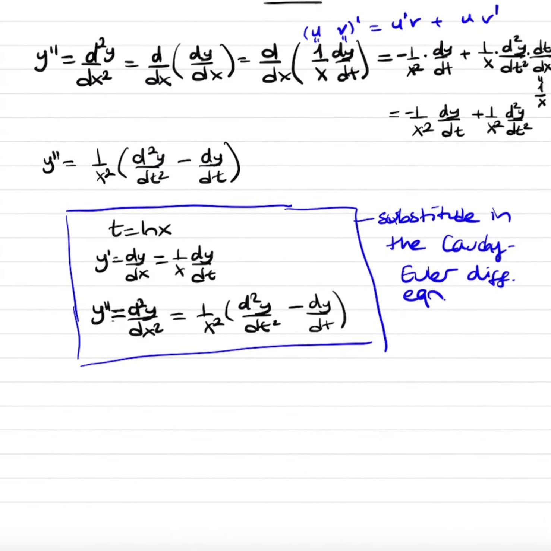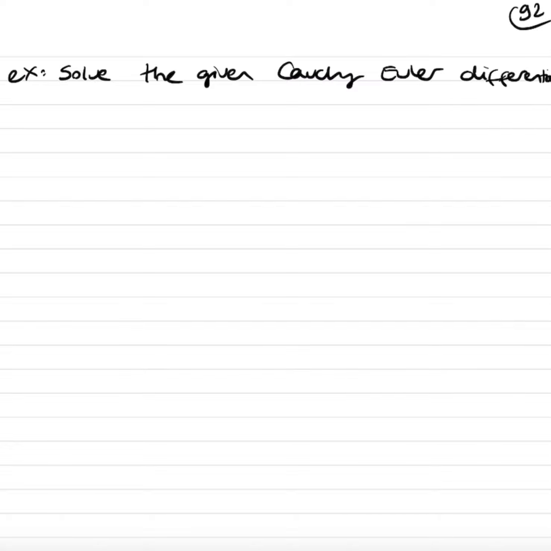It will be more clear with an example. Okay, let's do an example and solve the given Cauchy-Euler differential equation. It is given like this: x squared y double prime minus 5x y prime plus 9y is equal to 0. As I said, we substitute into the given, let's say, second order Cauchy-Euler differential equation.